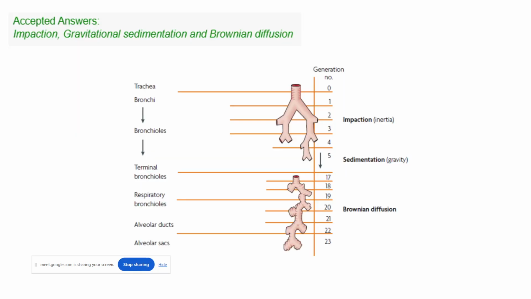Okay, option 1 is the correct answer. First, in the bronchi and bronchioles, reaching is mostly by impaction, or inertia, and then based on gravity they settle down into the small respiratory bronchioles and alveolar ducts, where they move by Brownian diffusion.